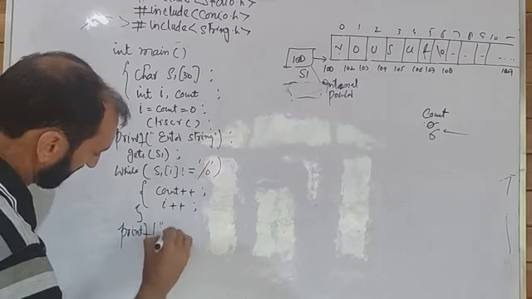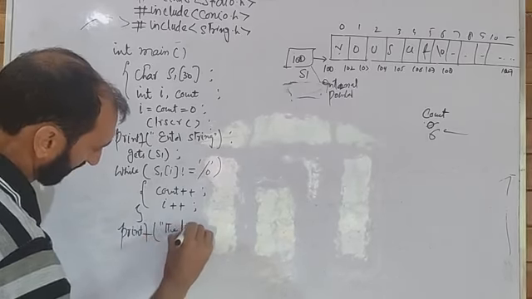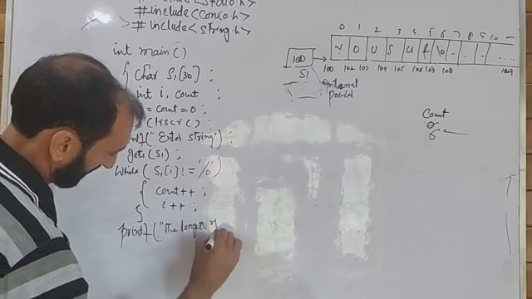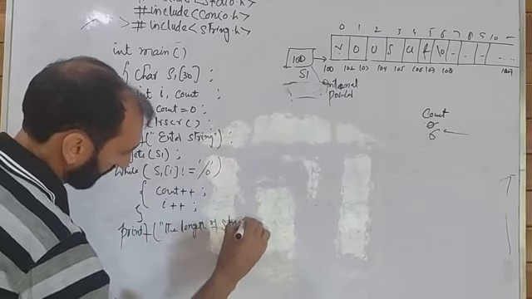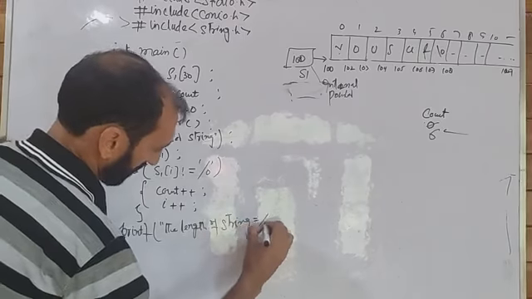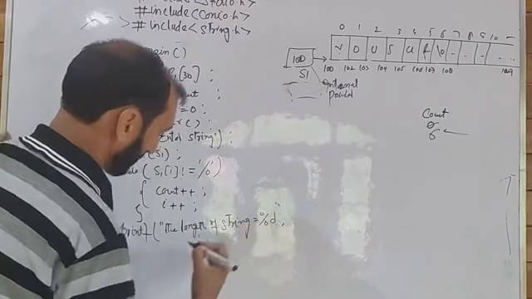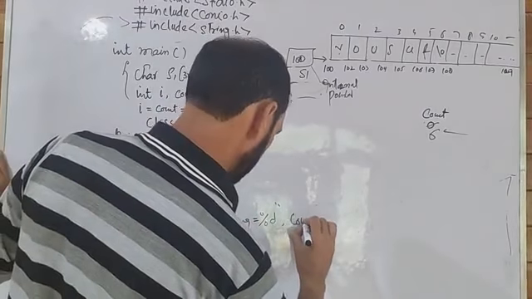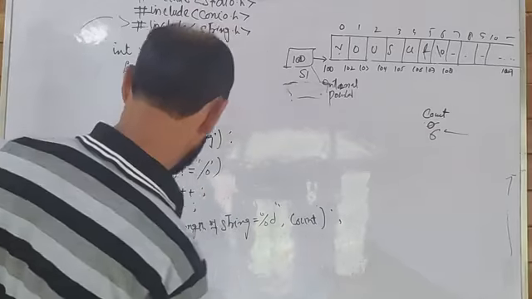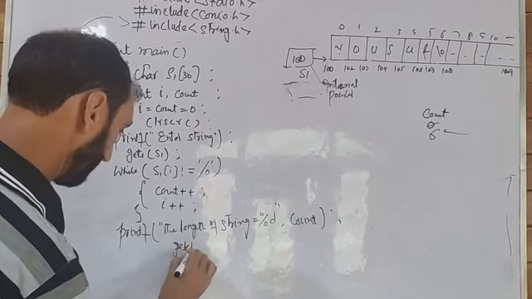Print the length of string is equal to percentage d, count. gets.